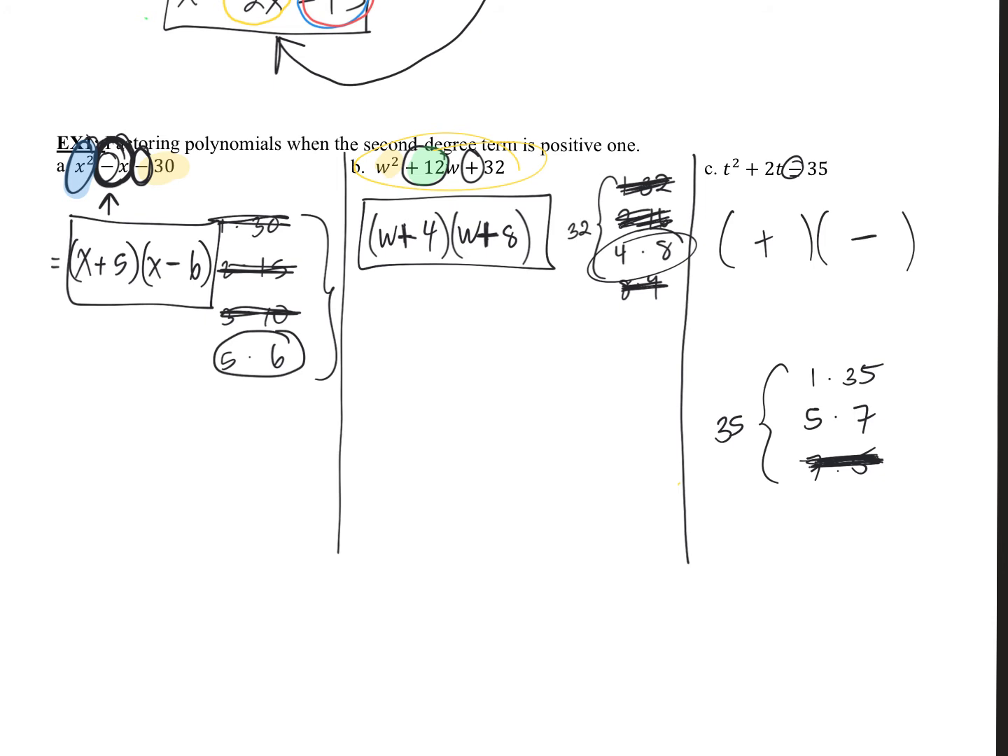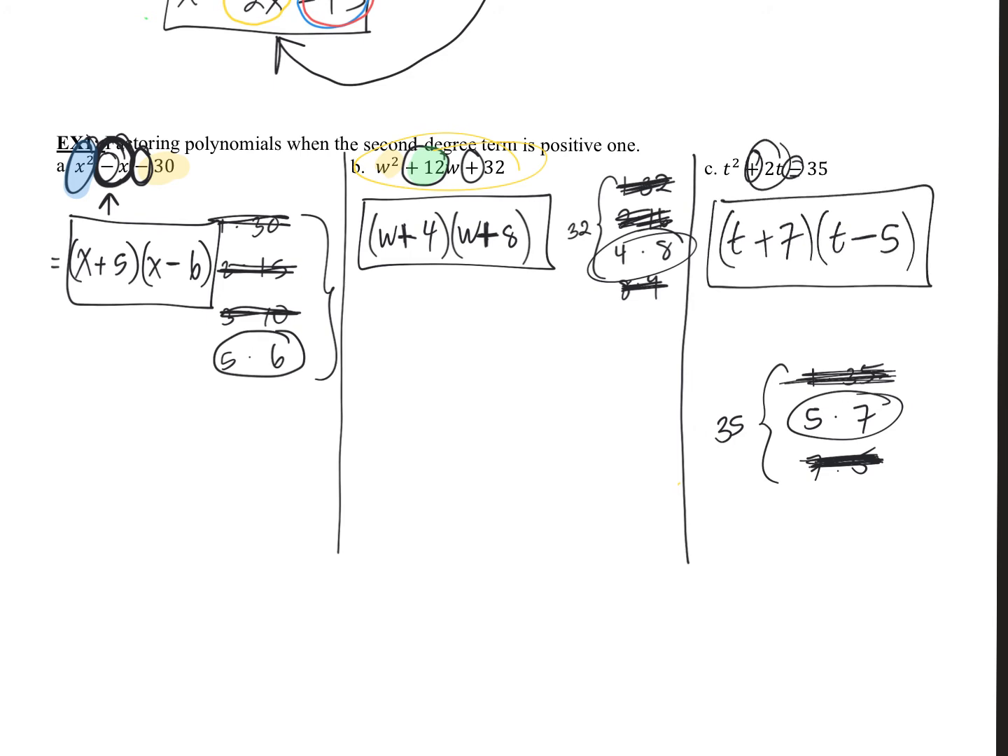What am I trying to find? I want to be able to subtract to end up with a positive 2t. Well, 1 and 35, if I subtracted those, I'd get 34, so that doesn't work. The only option I have is 5 and 7. Can I subtract those and get a 2? The answer is yes. The next question is, which one should be the positive and which one should be the negative? Well, since I want a positive 2, I'll go ahead and give the positive to the 7 and the 5 the negative, and then we just go ahead and write the first term for the t. And we're done.